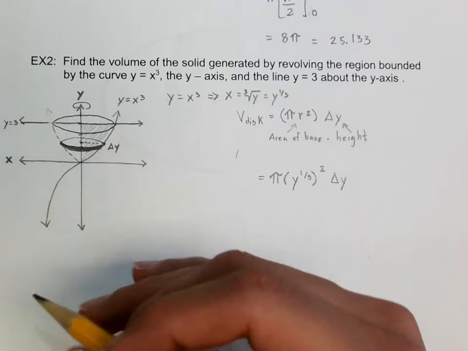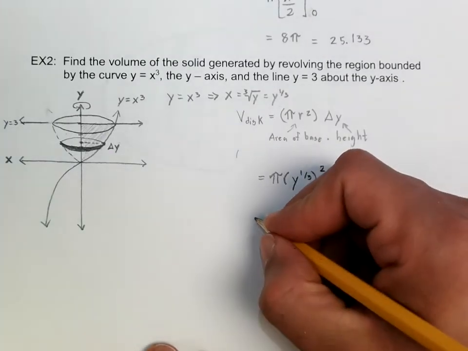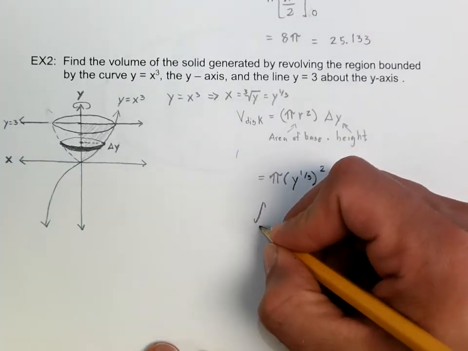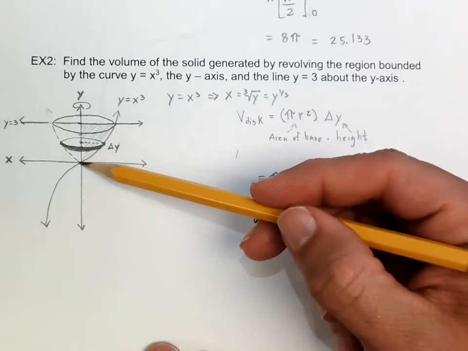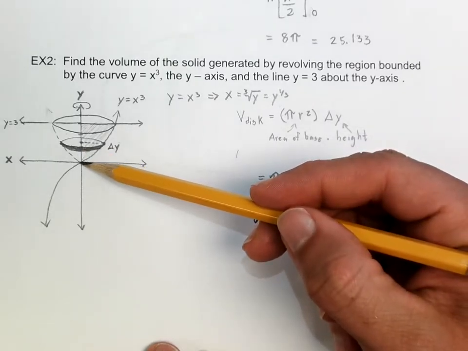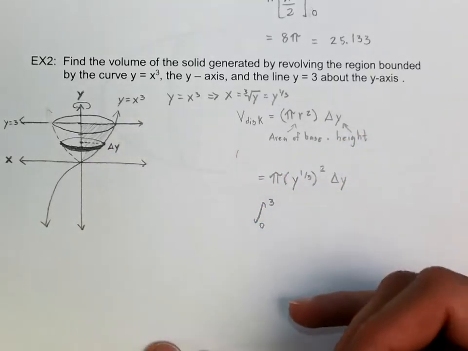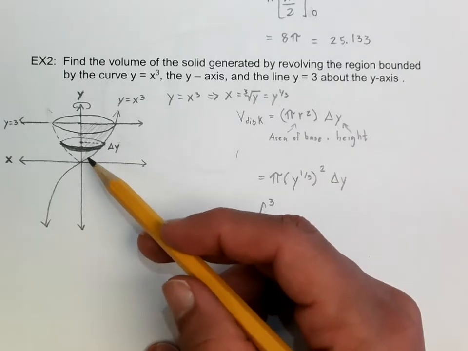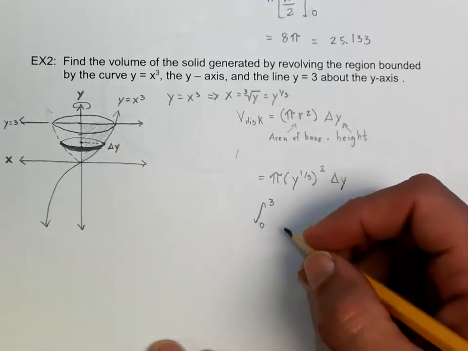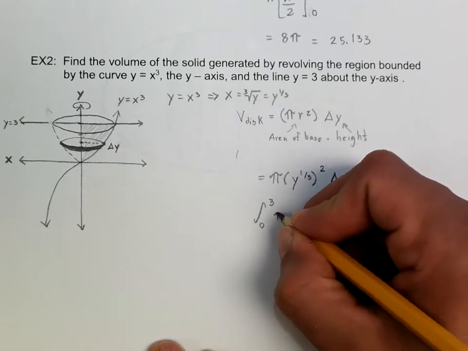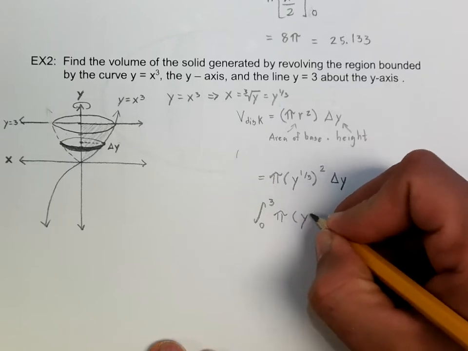Now, if I want to find the volume of this shape completely, then I'm going to integrate between 0 and 3, between here, which is y is equal to 0, and this would be y is equal to 3. So those are my boundaries. When I use delta y, I have to go from the bottom to the top. So that would be that, and I would integrate basically the same formula that I have up here. It's exactly the same. I'm going to write it like that.